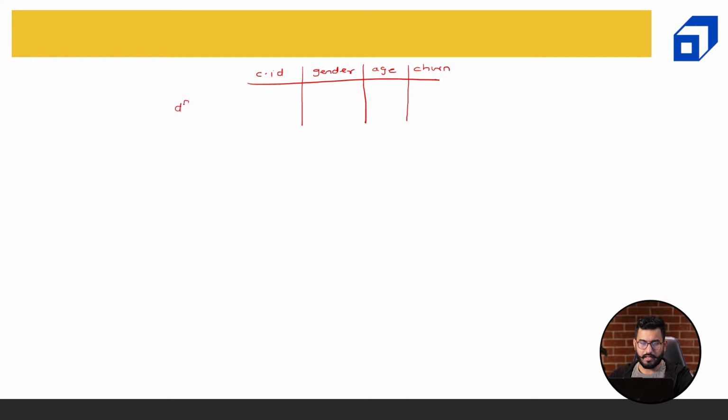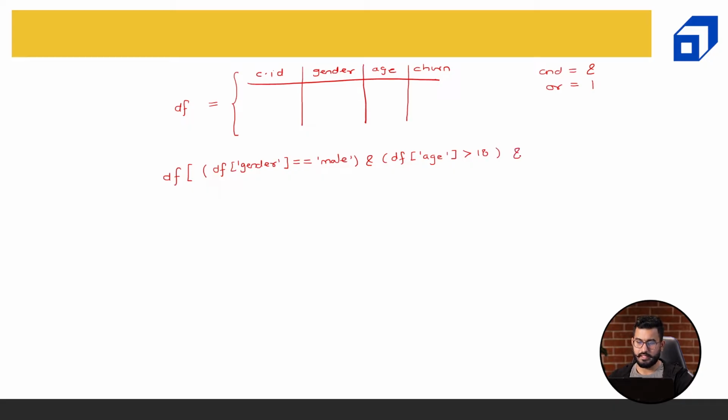Now, suppose that we have assigned the variable df to this particular data. So if I say df, square bracket, then the first condition, df gender is equal to male. Then for and we use the ampersand, for or we use the pipe operator. So and df age is, let's say, greater than 18, then and df churn is equal to, let's say, yes.